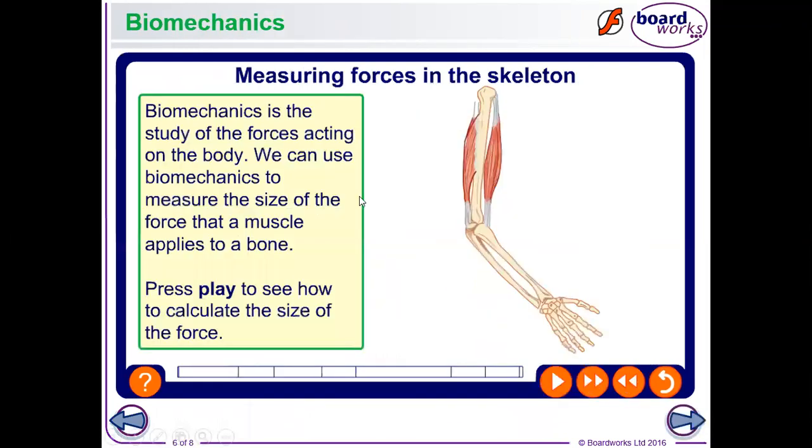And also, we should know that we can measure the forces in the skeleton using biomechanics. Biomechanics is the study of the forces acting on the body. We can use biomechanics to measure the size of the force that must be applied to the bone. And so we don't need to talk about that for now. I think all we need is to talk about the muscles and the bones and the way they help you to move. I think this is quite really helpful.